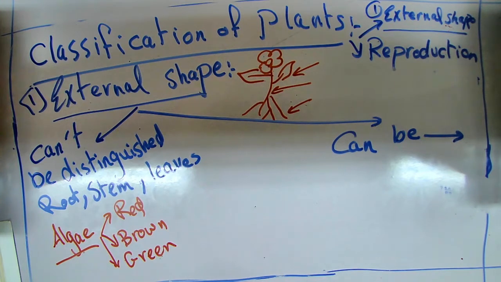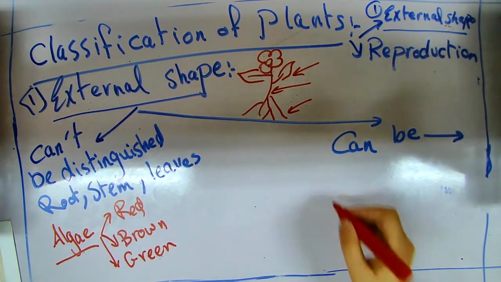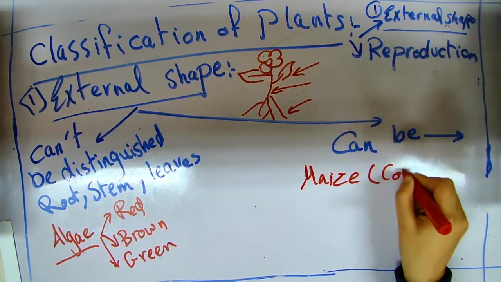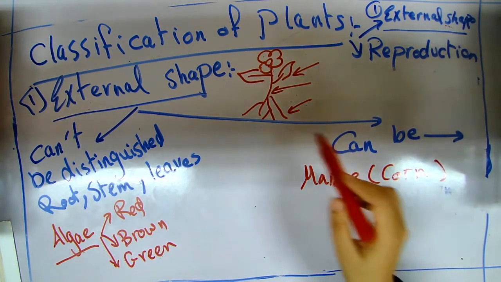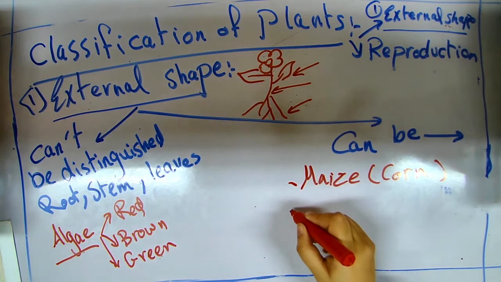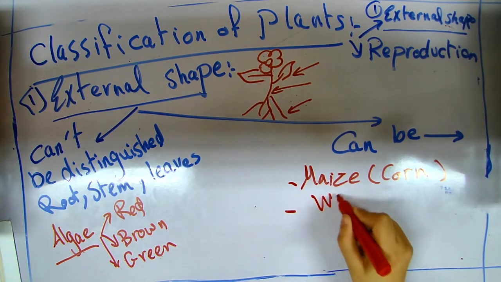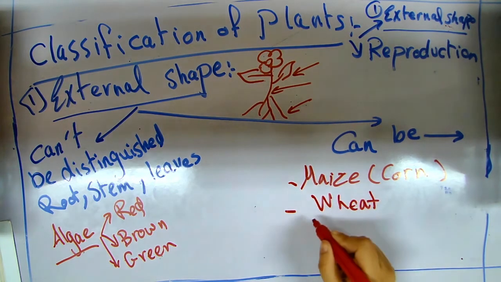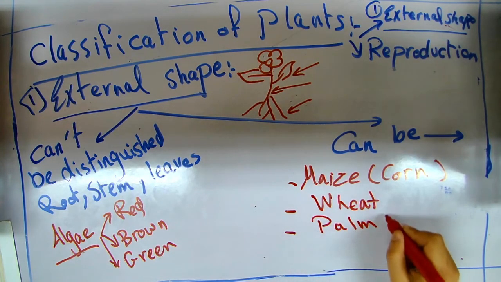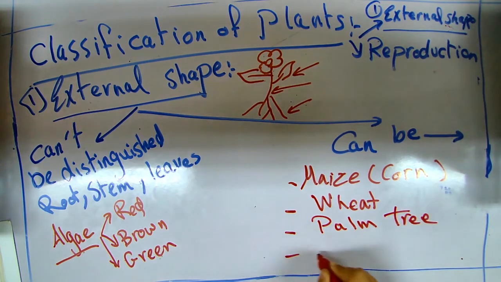But most other plants can be distinguished into roots, stems, and leaves, like maize or corn. I can differentiate between its root, stem, and leaves. They are clear. Maize or corn, wheat, palm tree, and also camphor.